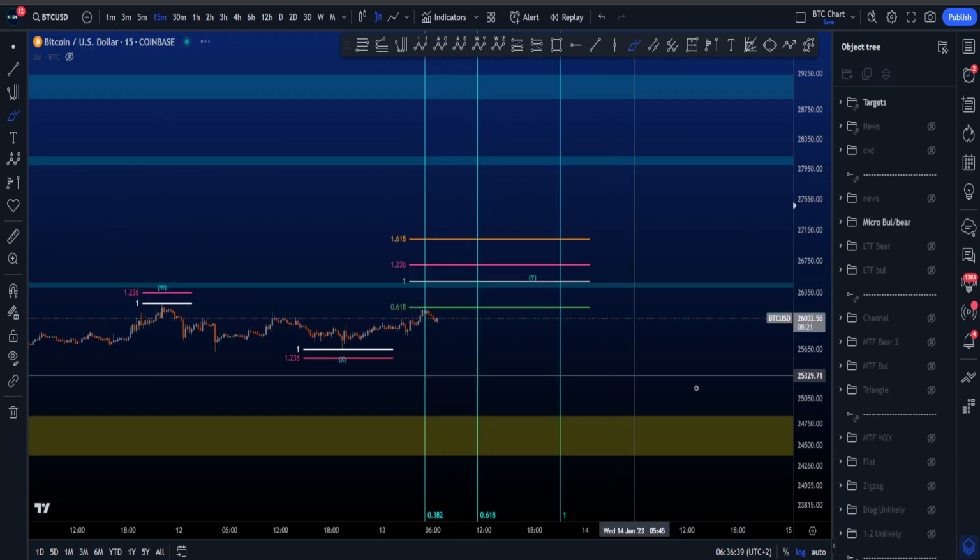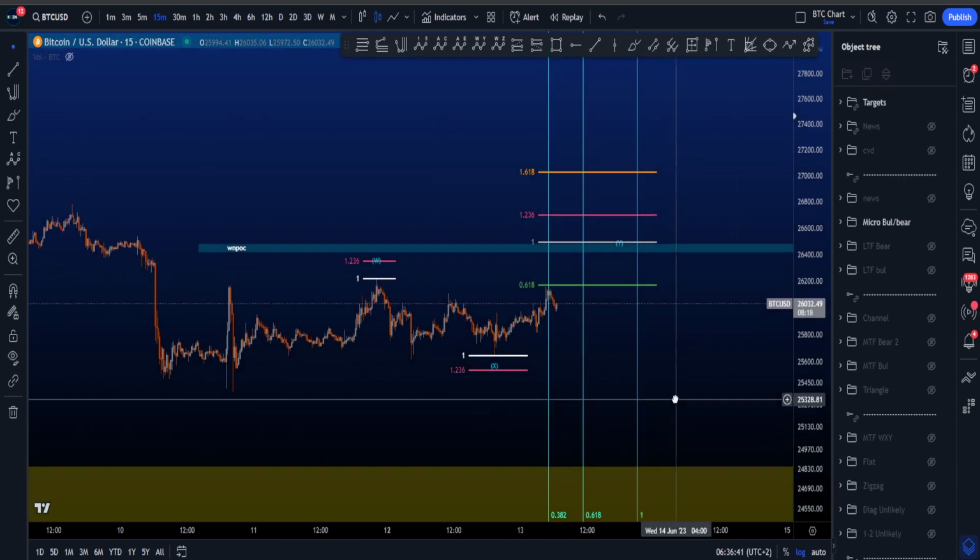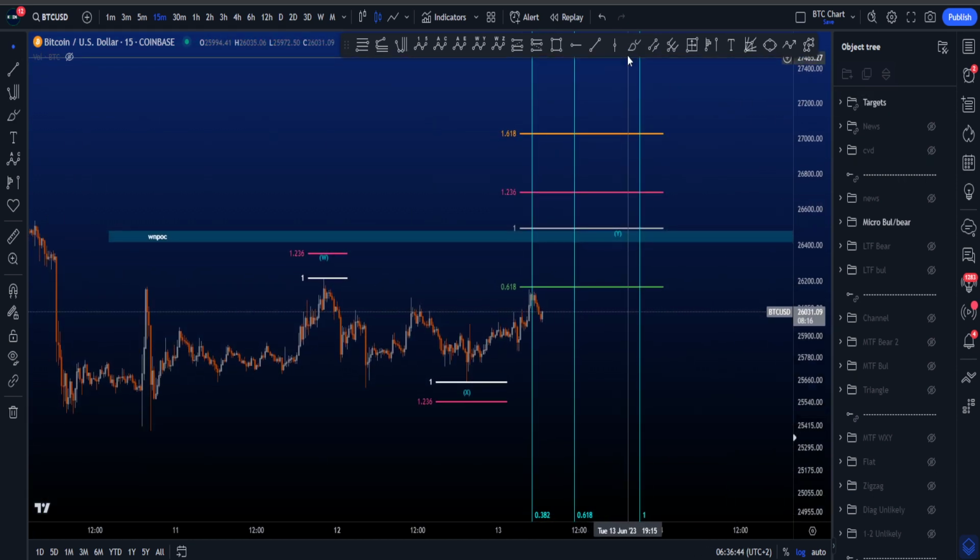If we then go to the micro and we move to the 15-minute over here, then what we've been talking about has been playing out very nicely, right?